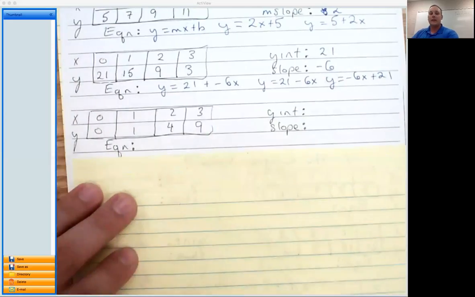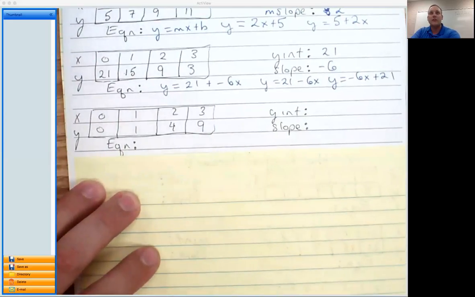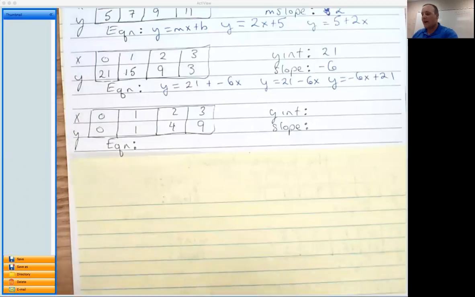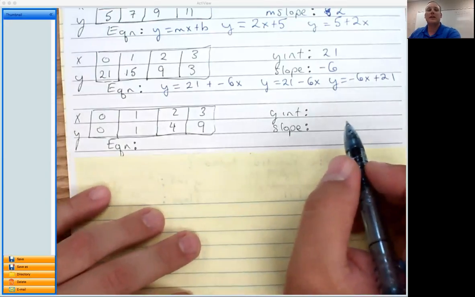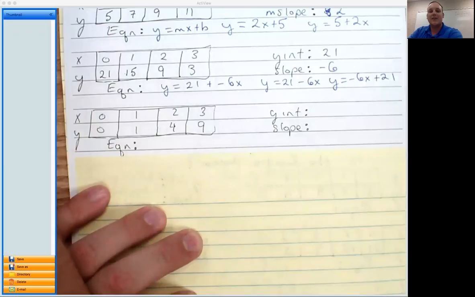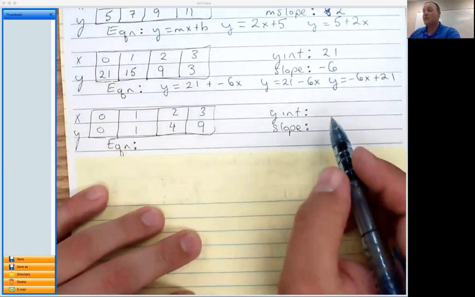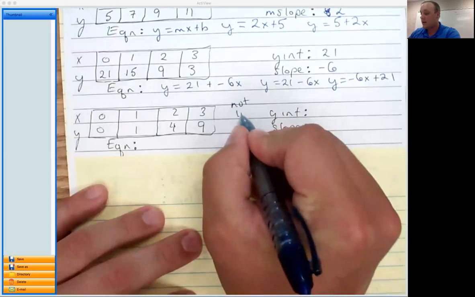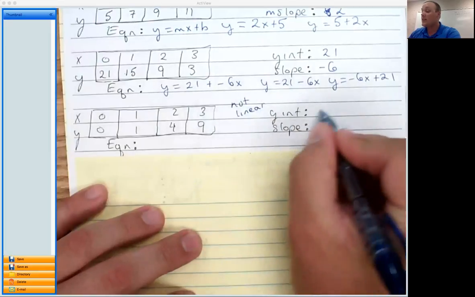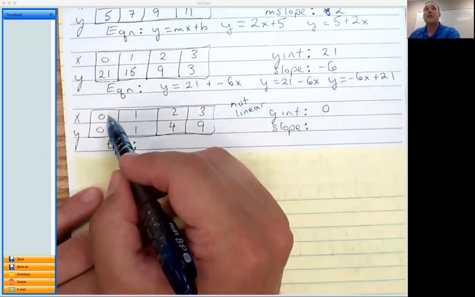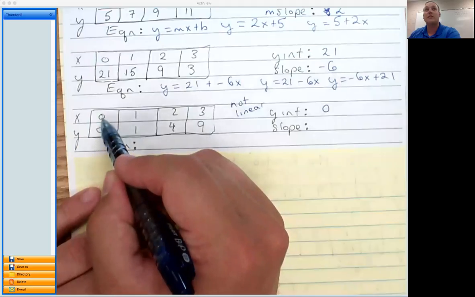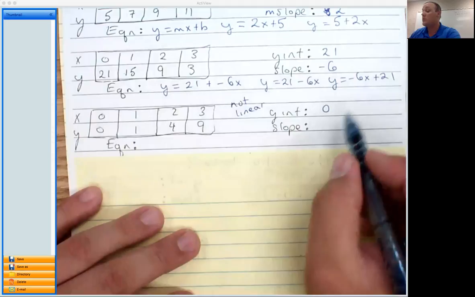Third time right here. Your think time is 30 seconds. Remember, is it linear? If it is linear, what's the y-intercept? What's the slope? What's the equation? Think. All right, so right here, is this equation linear? No, it is not. I agree. But is there a y-intercept? Zero. The y-intercept is 0 because when x is 0, whatever that is, is your y-intercept. So we don't have a slope.